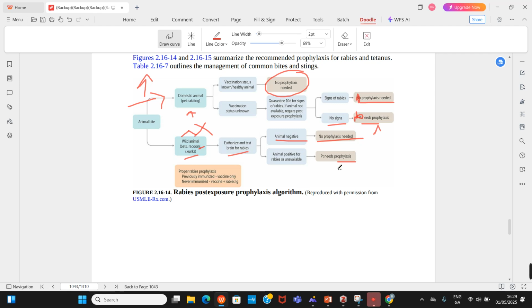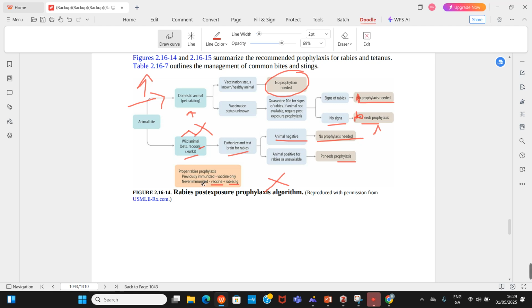Now, what we are going to be administering as prophylaxis depends on the vaccination status of that individual. So if the person has not been vaccinated before, it means that the person is going to be getting both the vaccine and the immunoglobulin. Because if the person is not vaccinated before, there's no immunoglobulin in the person's blood. So you need to supply immediate immunoglobulin to neutralize the toxins and also vaccinate to protect from future exposure.